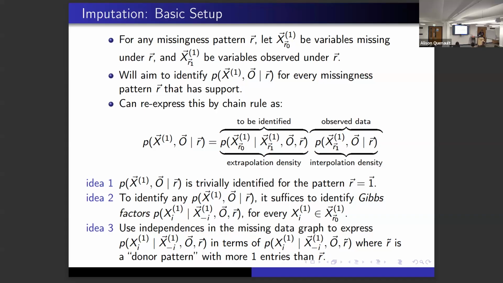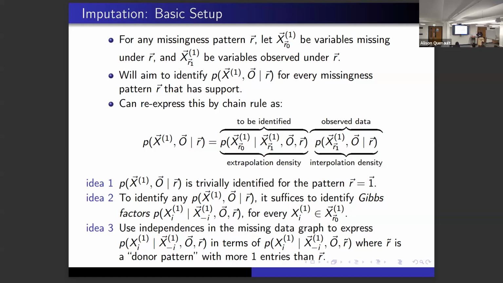So what are we going to do? We're going to use 3 ideas. The first idea is trivial, which is that if R is complete cases, then we're fine. The whole thing is identified because with complete cases, everything is observed. That's the base case. Idea number 2 is that to identify the joint of all the variables given some pattern, we don't need the joint necessarily, we just need the Gibbs factors that come from this joint, because intuitively, if I know the Gibbs factors, I can just sample as many samples as I want from the joint. So it's effectively like a numeric identification. I can identify it if you give me some CPU.